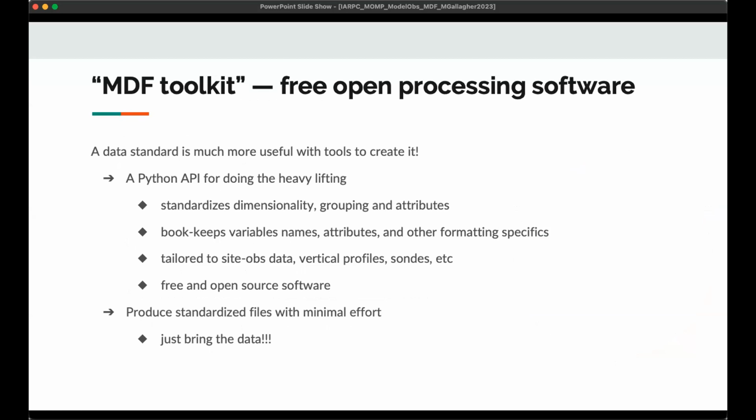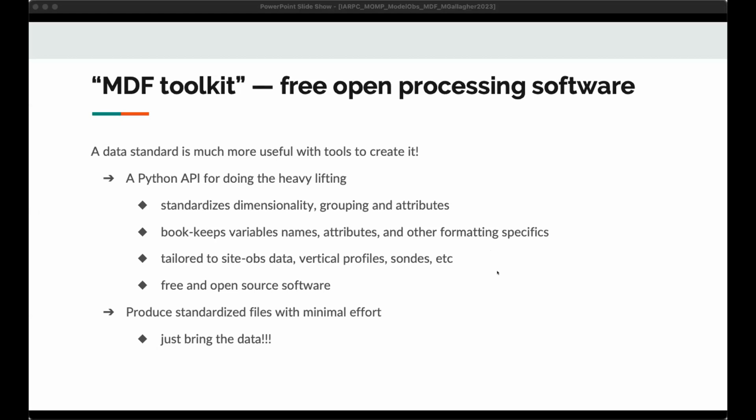Great. So part of the YOP team got together and we hired a programmer, and we worked with the scientists who were working at the observational supersites, and we created the merged data file toolkit. It's a free open source processing software that anyone can use and download. And it's a Python API for doing the heavy lifting of this merging. So we have a bunch of available data sets at these supersites, but we also have the code available that created that data. So hypothetically, if you dropped a deployment at some ice sheet in the Arctic and wanted to create these merged data files so that they could be evaluated by models, you can download this code and you can then process easily the data that you're taking. And it does a whole lot of lifting for you. It standardizes dimensionality and grouping and attributes, and it bookkeeps, and it tailors it to the specific needs of climate and forecasting models. And it produces these standardized files with minimal effort.